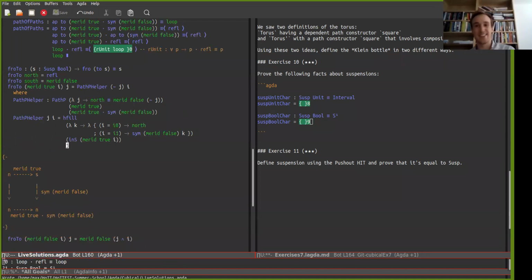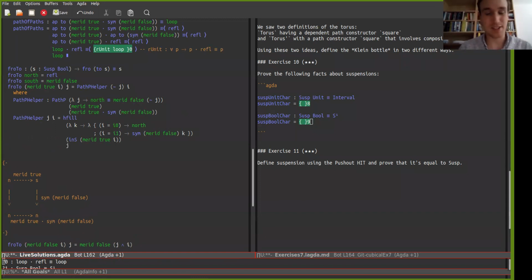Yeah. So this standard lemma from the library called compfiller just applied to this case. I'll copy that into the prelude and use it in the solutions and write something about it.